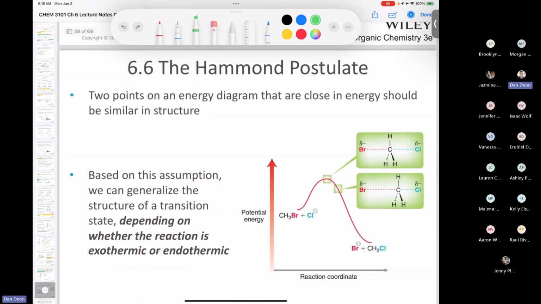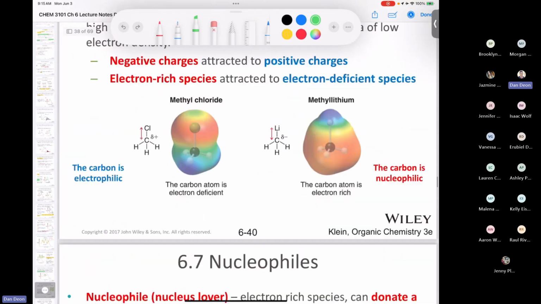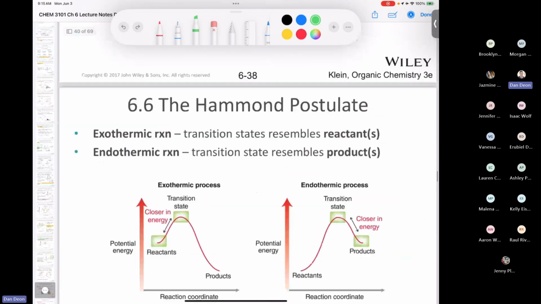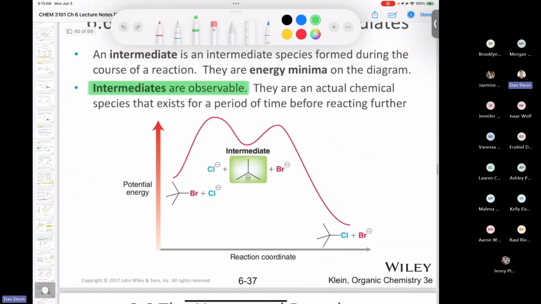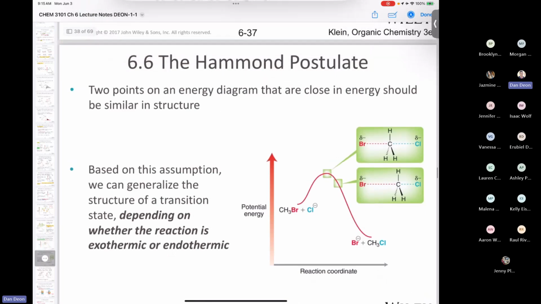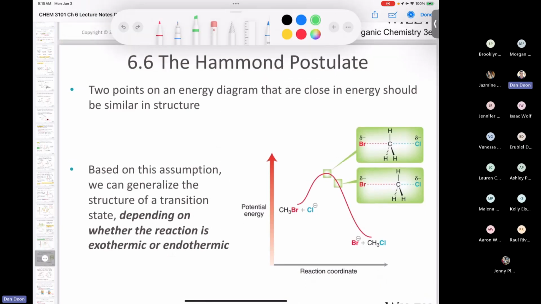Before we take our break and get into section 6.7, there's one more thing I have to cover with you, which is the Hammond postulate, which might seem complicated, but it's actually not that bad. I wouldn't say anything is simple in organic chemistry, but all it is is this. You remember exothermic and endothermic and exergonic and endergonic reactions, okay? And you know the idea of a transition state. So all the Hammond postulate is this.